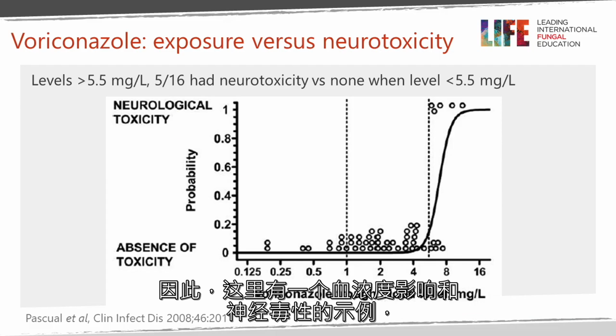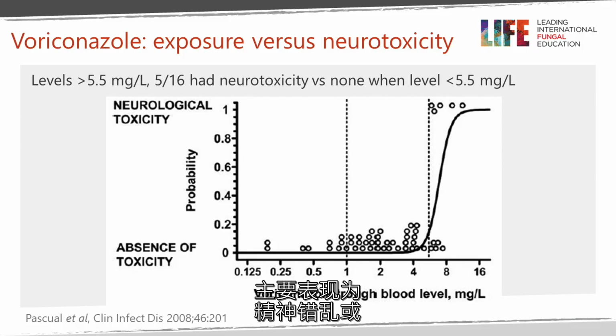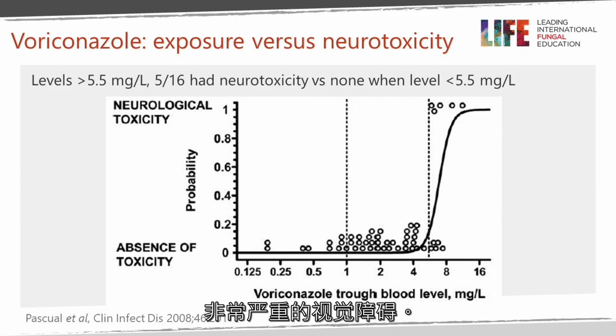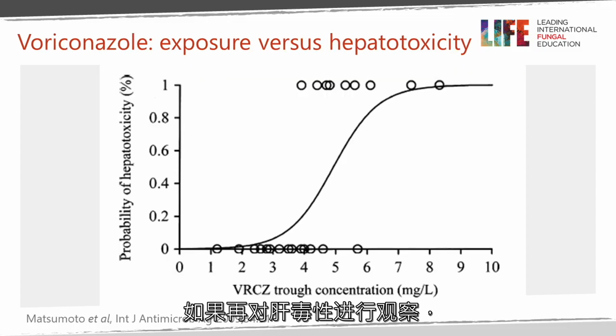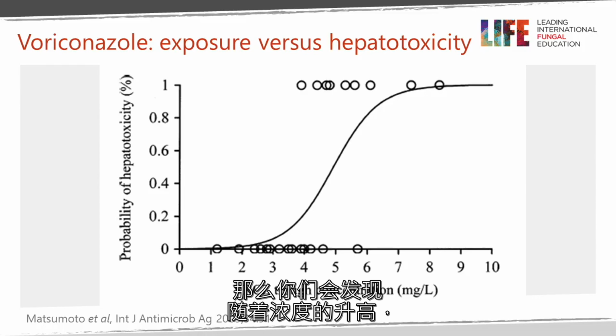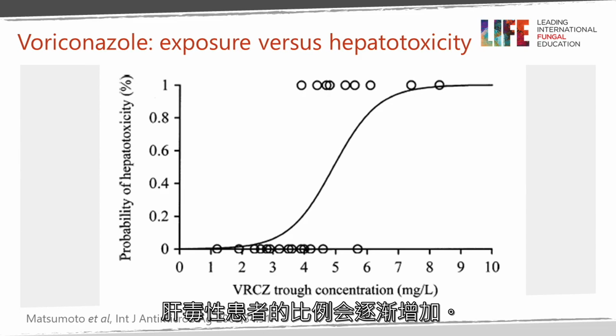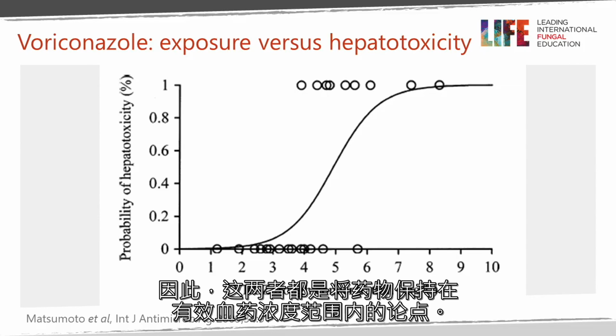So here's an example of the impact of blood levels on neurotoxicity, which is manifest primarily as confusional states or very severe visual disturbances. And you can see that patients who had levels above 6 were much more likely to have neurological toxicity than those who did not. And if you also look at liver toxicity, there's a gradual increase in the proportion of patients with hepatotoxicity as the levels rise. So both of these are arguments for keeping the drug in the therapeutic range.